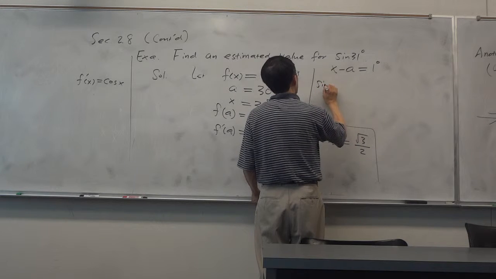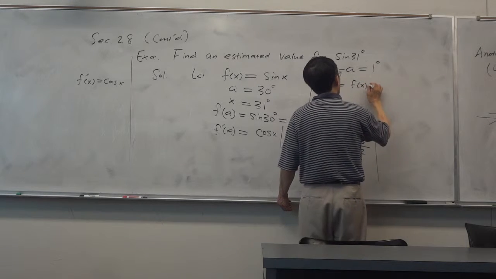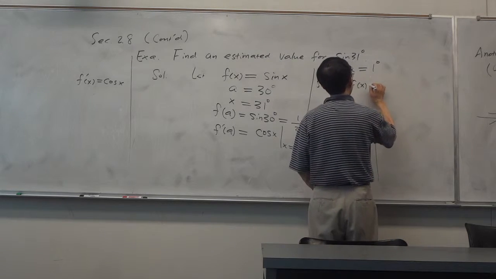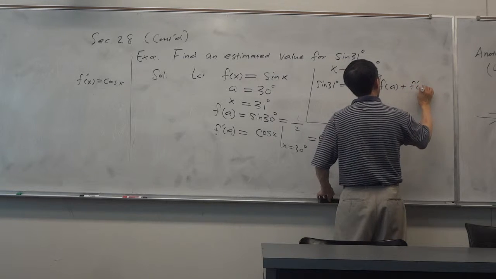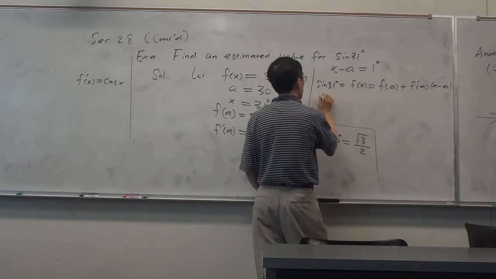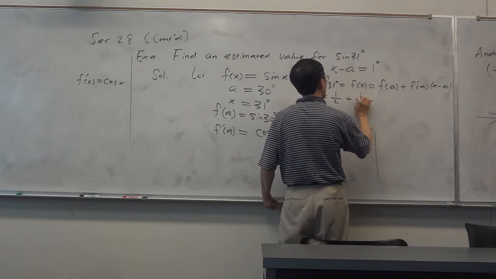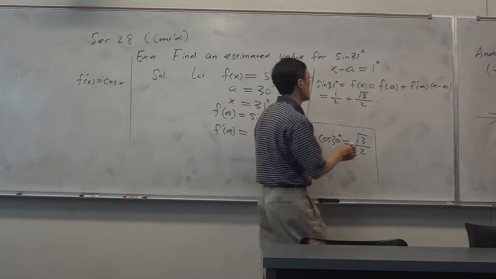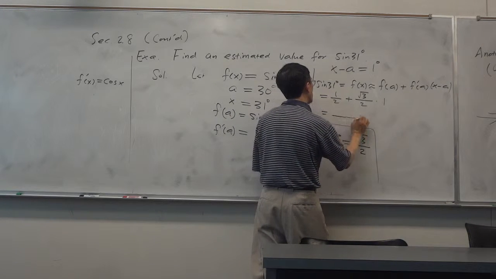So sine 31 degrees, which is our f(x). Let me actually write the formula. f(a) plus f'(a)(x minus a). What are we going to get? f(a) is equal to 1/2. f'(a) is square root of 3 over 2. And what's x minus a? 1, right? We just get square root of 3 plus 1 over 2.